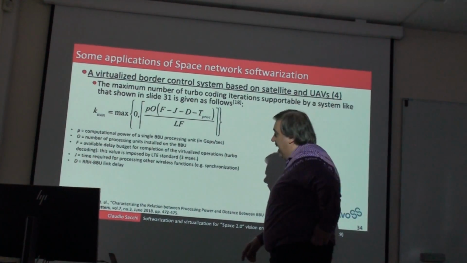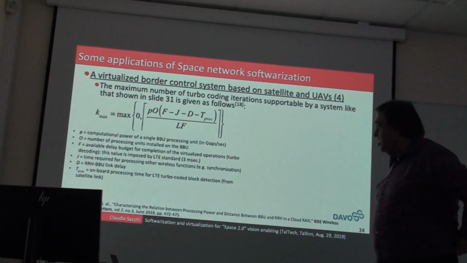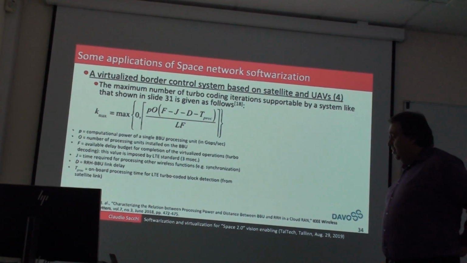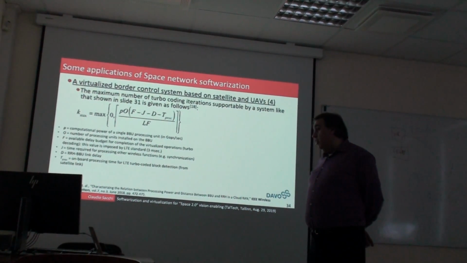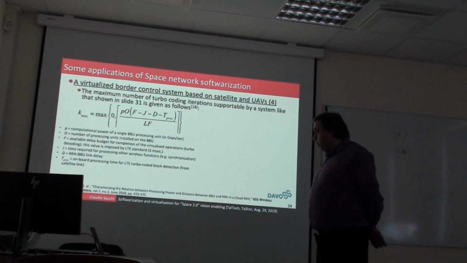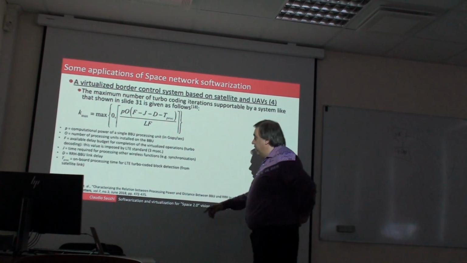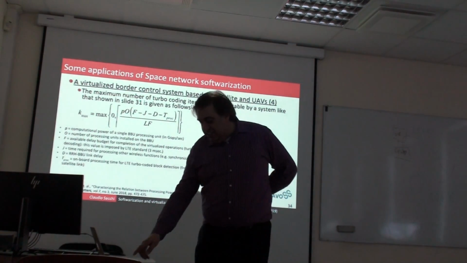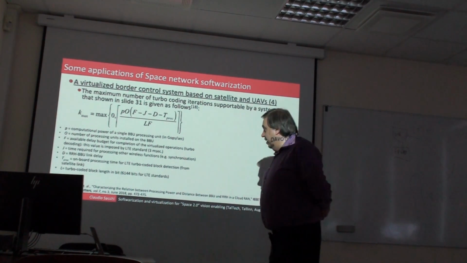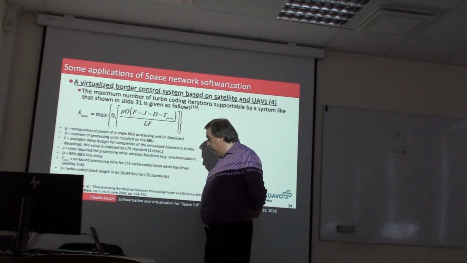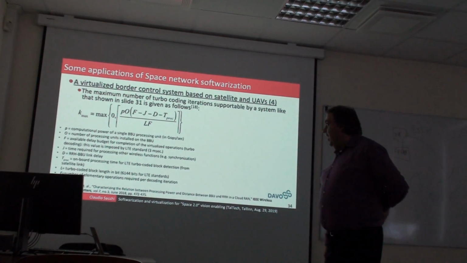D is the link delay between the radio head and the BBU. And T processing is the time to detect the turbo-coded block, that is typically equal to the number of bits of the block divided by the link bit rate from RH to BBU. In our case, the time is imposed by the bit rate, and that was 181 megabit per second. L is the turbo-coded block length imposed by LTE.